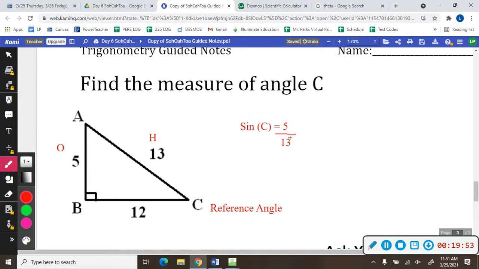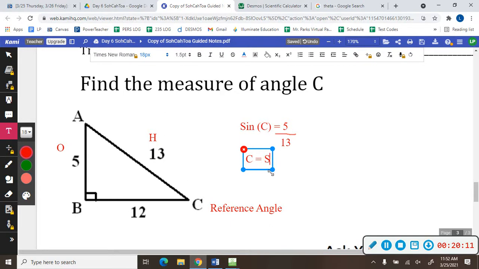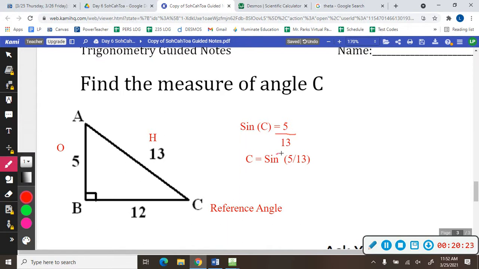Now, there is an inverse function, because you can't find the sine of C directly. So what you're going to do is the sine inverse. So to find C, you do the sine inverse of 5 over 13. So C is equal to the sine inverse of 5 divided by 13. And I need to put the inverse symbol up there, and it looks like -1. That would be the sine inverse. So if I type in sine inverse of 5 over 13, that'll tell me how big this angle is.